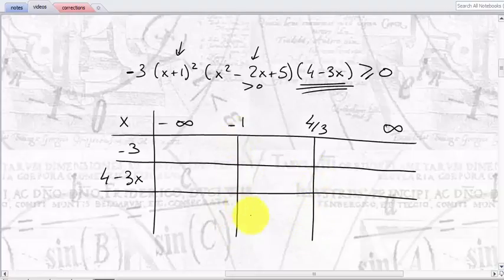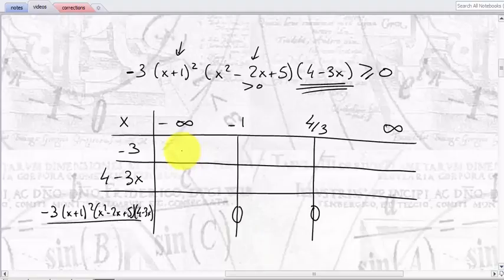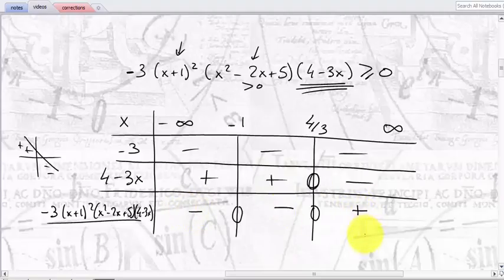Okay. And then the expression I'm studying is this one, -3 times (x plus 1) squared times (x squared minus 2x plus 5) times (4 minus 3x). So I know this is equal to 0 here and also here. -3, well, that's always negative. It doesn't change sign. And 4 minus 3x, well, if you think of a line, it's a line going down, right? So it's going to be positive before the 0 and negative after the 0. Positive before, negative after. So I have minus, minus, and plus, right?